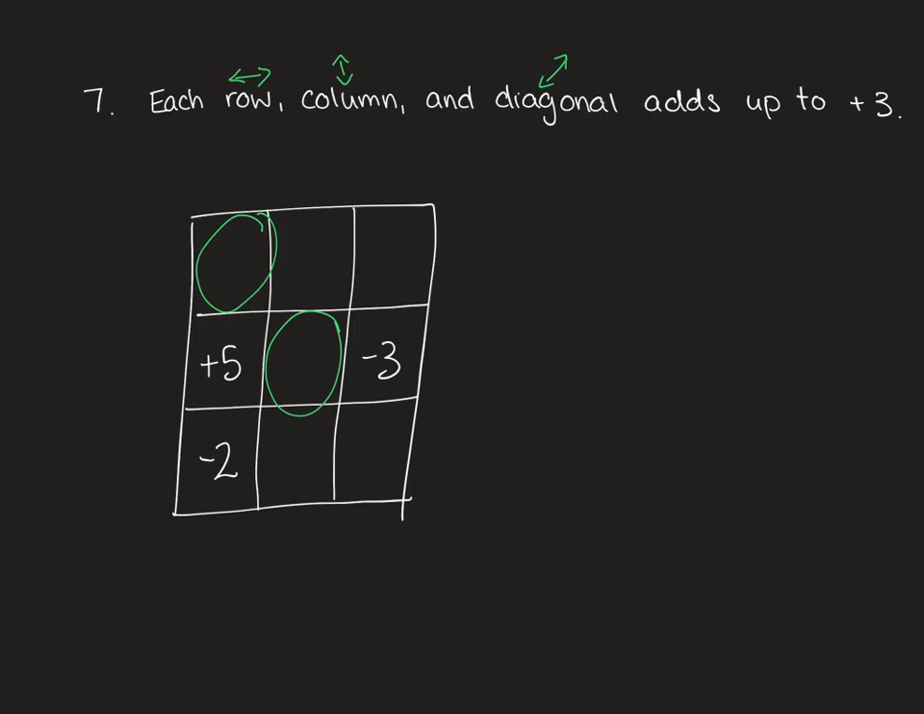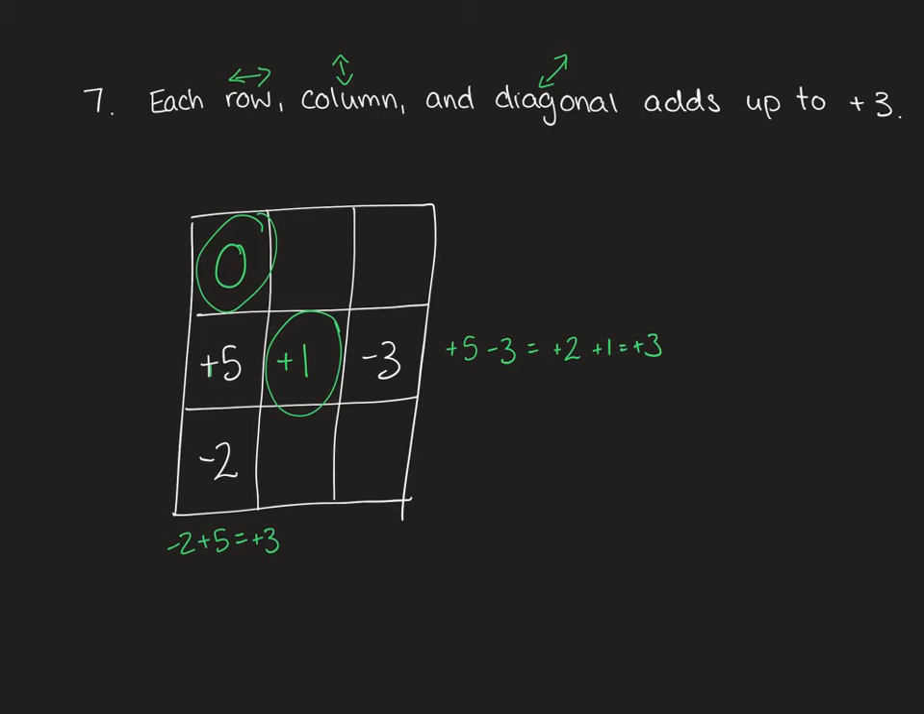So if we were to look here, minus 2 plus positive 5 is positive 3. So that means that 0 would go into this box because it's already positive 3. In order to figure out what goes in the center box, positive 5 plus negative 3 is positive 2. In order to get to positive 3, we would need to add 1. So positive 1 will go in the center.